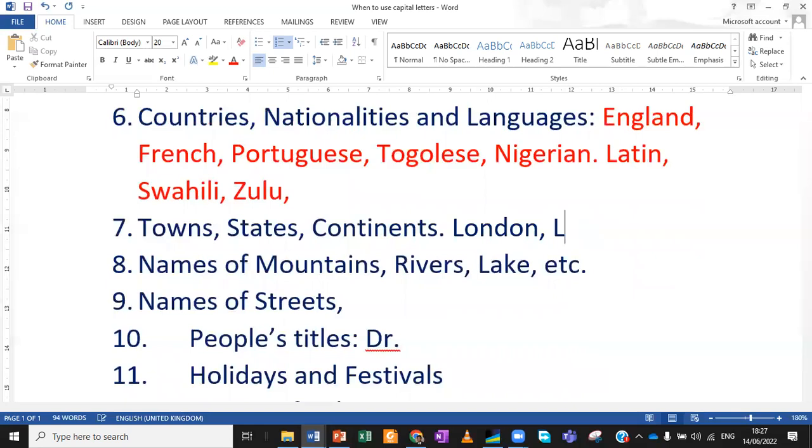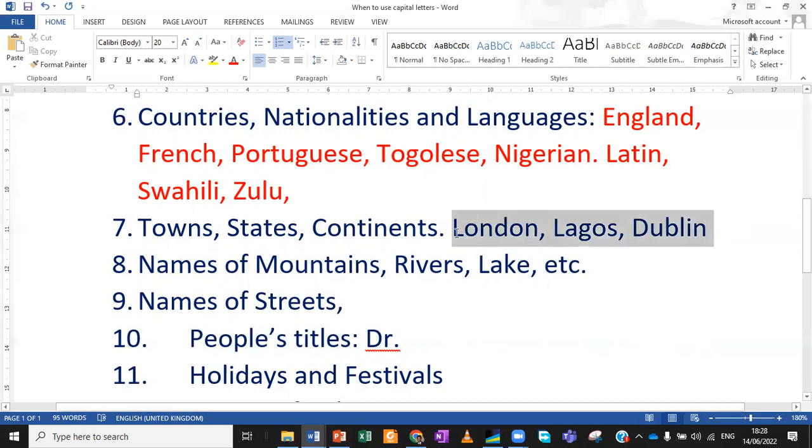Then let's try Lagos. Lagos, you see it's showing you red. You come here, change. Let's say you're in Dublin. Now watch this. You see it changes to D. So places, states, or cities, make sure you begin with capital letters.